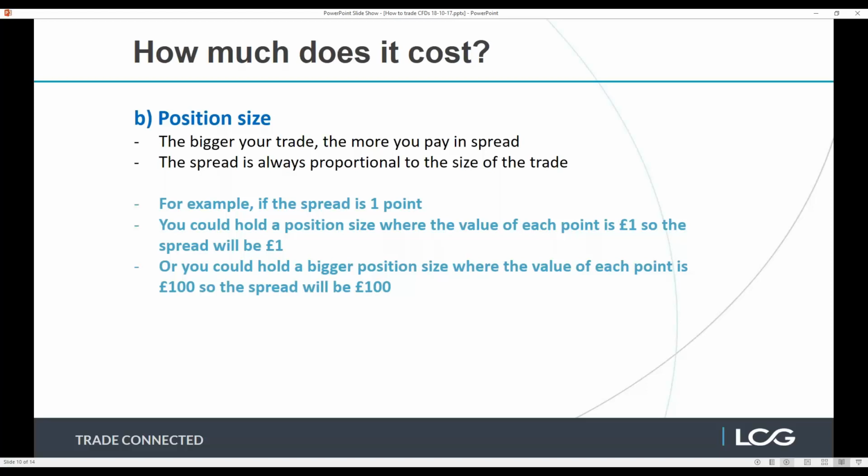When it comes to the spread, it depends on how big your trade is. If the spread, for example, is 1 point, you could hold a position size where the value of each point is £1 or $1, whatever currency you want to use in this example. If you hold a bigger position size, the value of each point is going to be £100, and the spread is in points. It's not in fixed amounts of currency, it's in points. So because you're making £100 each point on a bigger trade, the spread is also going to be £100, not £1 as it would be when you're trading £1 per point.